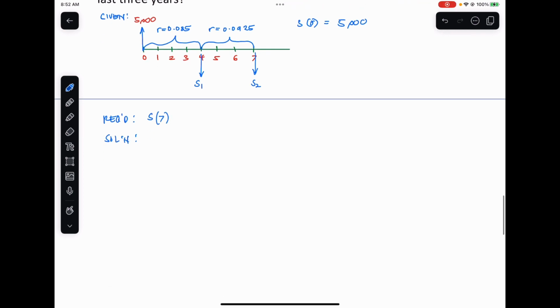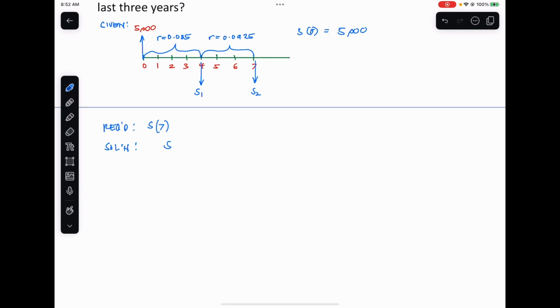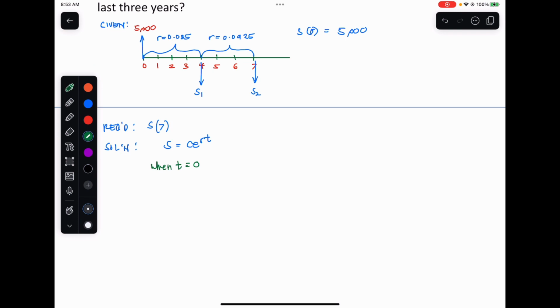For our solution, we start with our formula, that is S equals C e^(rt). Then we say that when time is equal to 0, S is 5,000. So 5,000 equals C e^(r times 0). This would be 1, so therefore C is 5,000. We can then write that our S would be 5,000 e^(rt).